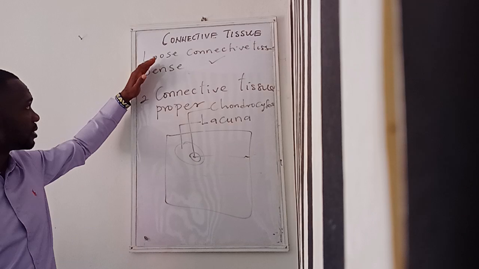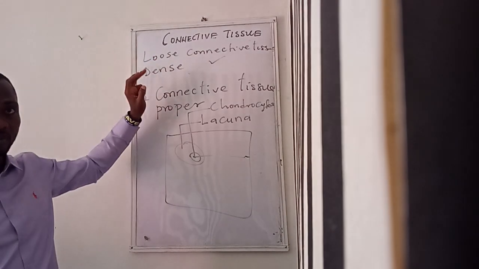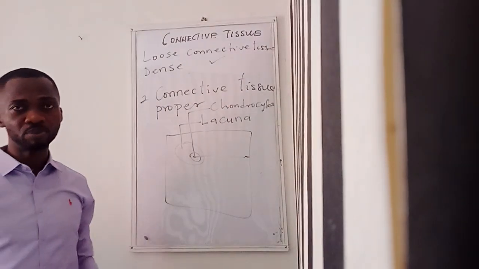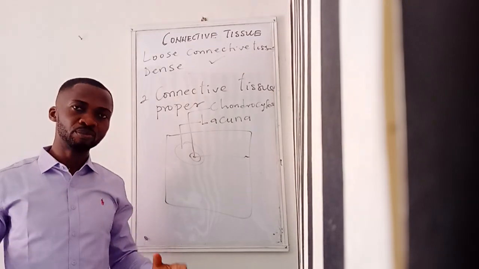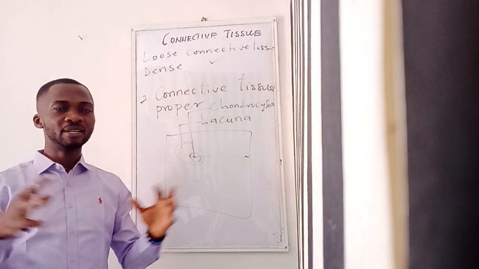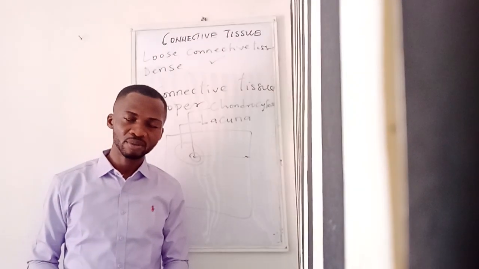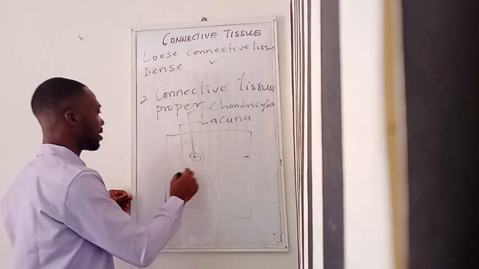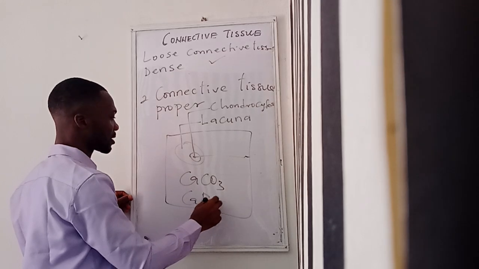We've talked about blood and lymph, connective tissue proper, cartilage, and the last one is bone. When it comes to bone, you discover that in addition to the matrix, the bone is hardened by the fact that the matrix is impregnated by salt. These salts are of two different categories: calcium carbonates and calcium phosphate.